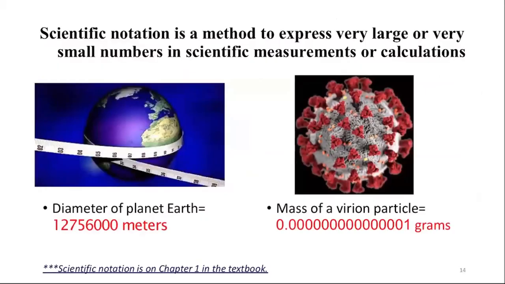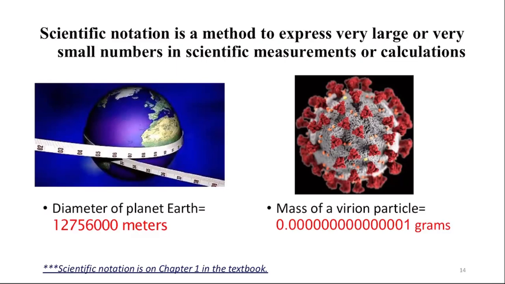Which is scientific notation. As I mentioned to you guys a few moments ago, when it comes to scientific notation, this specifically is going to be a method that we utilize in science to express very large numbers or very small numbers. And this all has to do with scientific measurements. So we are going to utilize this notation so everybody in the scientific community knows if we're talking about a very large number or a very small number.